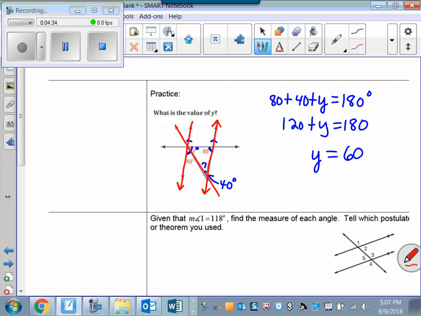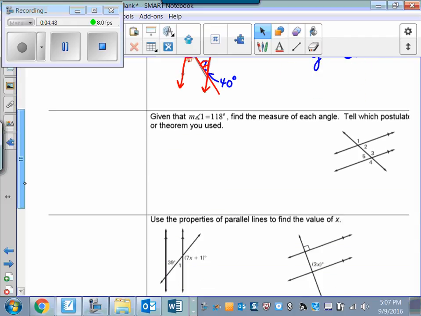This is an alternate interior angle right here. And this is an alternate interior angle, and since that one's 40, then of course that one would have to be 42. So we know we got the right answer there with y being 60 degrees. All right, how about our next example?